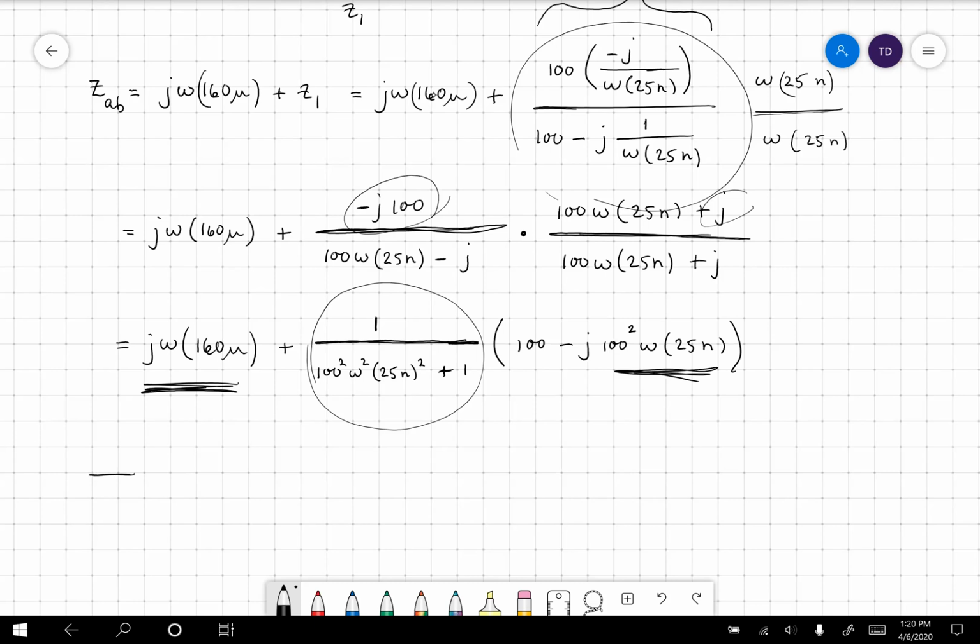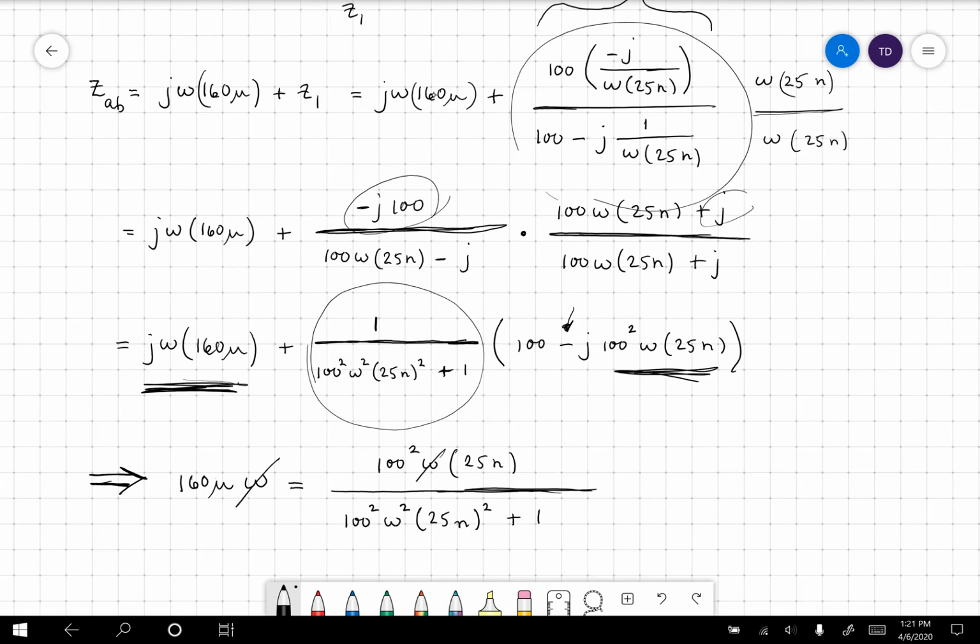Okay, so what needs to be 0? For this to be 0, I don't even need the J in there, just look at the imaginary part. 160 micro times omega, that's that, must be equal to, because this is a negative over here, the imaginary part needs to be equal and opposite to this. But it's ugly, so it's 100 squared omega times 25 nano divided by 100 squared omega squared 25 nano squared plus 1.